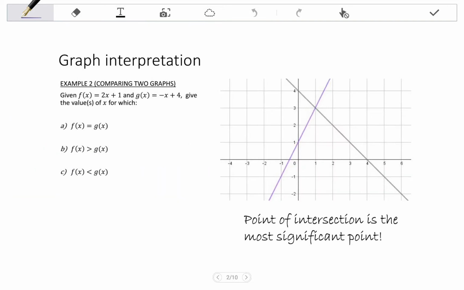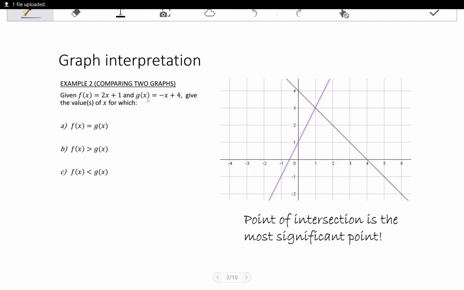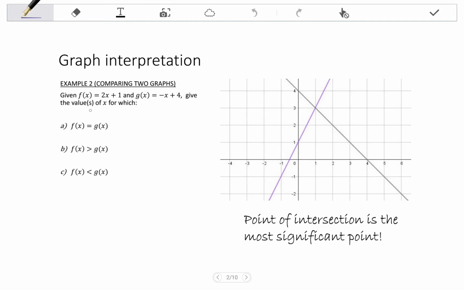Now, here we have a graph interpretation question where I have more than one graph. So I'm comparing two graphs. If we read the question, it says, given f of x equals 2x plus 1 and g of x equals negative x plus 4, give the value or values of x for which f of x equals g of x, f of x is greater than g of x, or f of x is less than g of x.